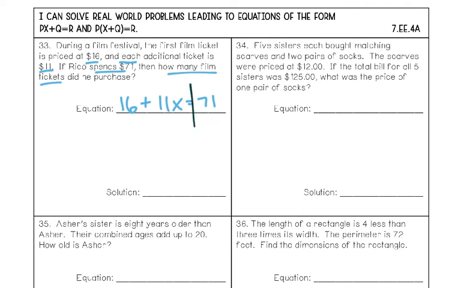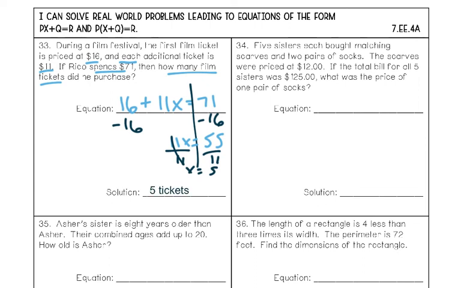Now I can draw my line on the equals and start solving this. So I'm going to take off the 16 for the first ticket. So I have 11x equals 55. Now I'm going to divide by 11 on both sides, and I'm left with x equals 5. That means that he got 5 tickets.